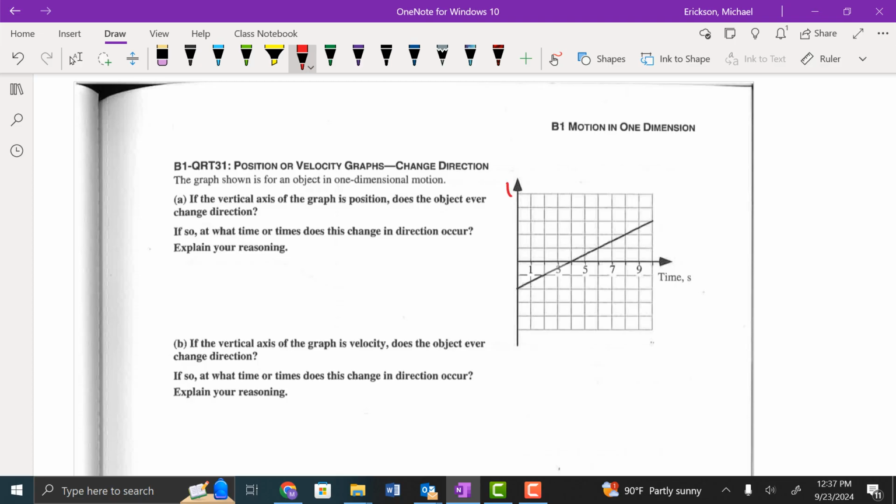What if it was an XT graph? How would we solve this? If it's position time, remember you should do this on your own first, this object is just moving at constant velocity. And it's moving to the right. It does not change direction. It's just moving forward.